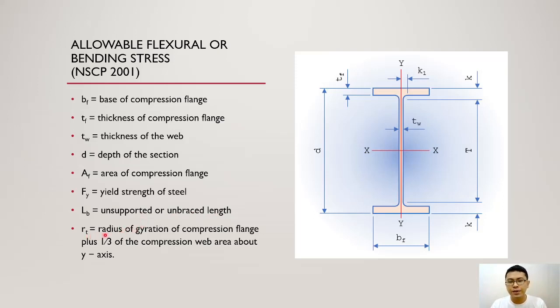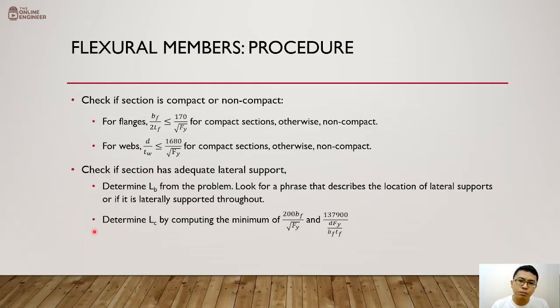And RT is the radius of gyration of the compression flange plus 1/3 of the compression web area about the y-axis. And later on, we will see the formula that we could apply in solving for this particular radius of gyration. Now, let's proceed with our procedure. So this is our procedure. Take note of the steps that are involved and how we go about these formulas.